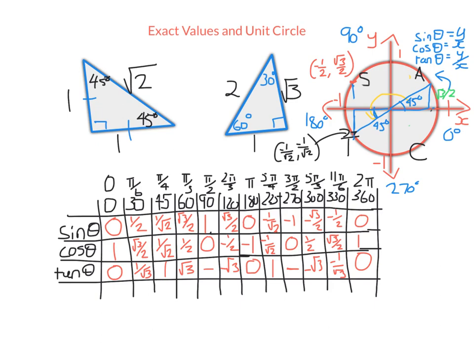There's no way, however, you're going to remember all these. So what you should do is just try and remember these 30, 45, and 60, and remember how the unit circle works. So we're now going to use the unit circle to help us solve a trigonometric equation.